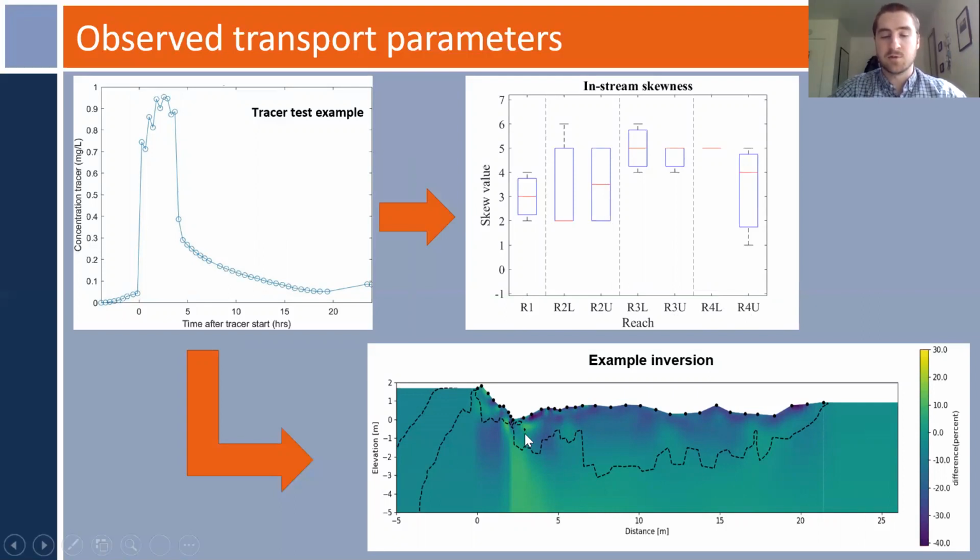We were also able to use the electrode line to determine, or guess at, the distribution of tracer in the subsurface using inverse modeling. So this right here is a cross section of our reach 4 upper transect, and this is our main channel. This is an ephemeral wetland right here and a side channel. And the bluer it is, the more estimated tracer there is. So we see tracer entering across this whole reach.